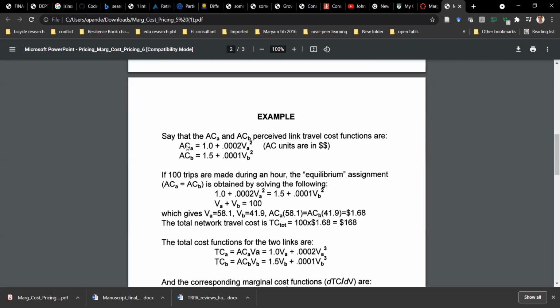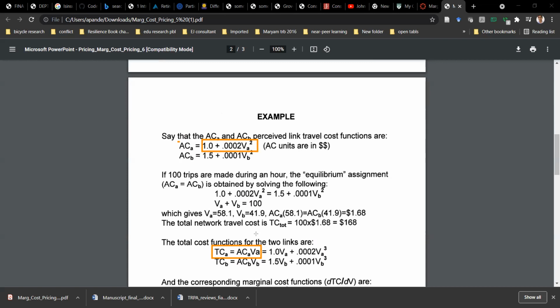So once you know the average cost, you need to first figure out the total cost. My first question becomes, what is the total cost in route A? The total cost on route A is given by ACA times VA. So you take the average cost equation, which is this right here, and then you multiply that by VA, and that becomes 1 times VA plus 0.002 VA raised to power 3.